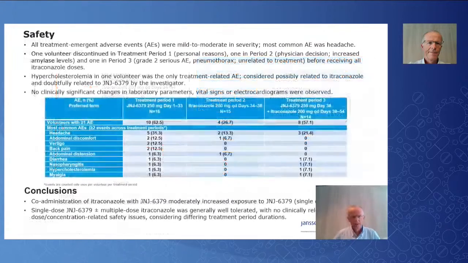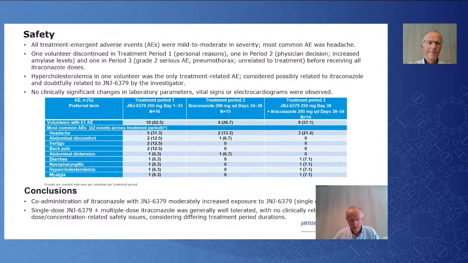Safety. Treatment emergent AEs were mild to moderate in severity, with headache most common. On the last day of treatment period 2, one subject was discontinued by the investigator after observation of increased amylase assessed as grade 1. In treatment period 3, one volunteer withdrew from the study due to a serious AE. This was a grade 2 pneumothorax, categorized as unrelated to any treatment. The subject received 2 doses of 6379 and 18 doses of itraconazole. The only treatment-related adverse event was hypercholesterolemia in one subject, considered possibly related to itraconazole, doubtfully to 6379.